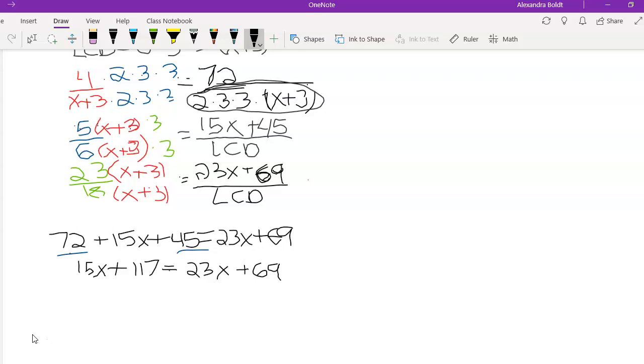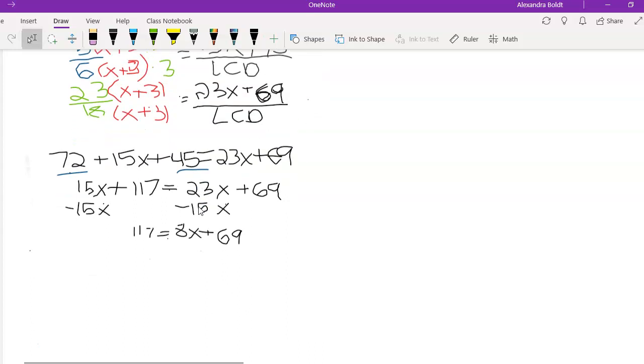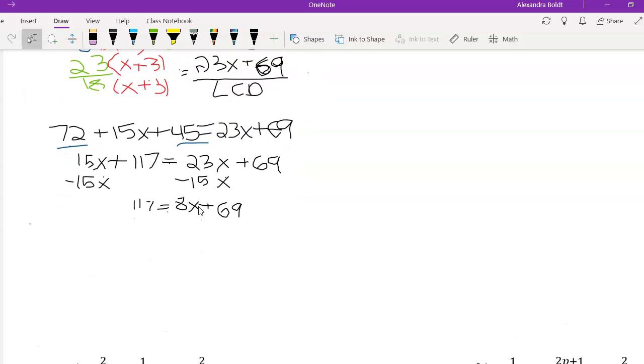Okay. Now this is just a general problem where we're going to solve for x. Since there's an x on both sides, I need to get rid of one of those. So I'm going to get rid of the 15x. I tend to get rid of the one that's smaller. It really doesn't matter. I just don't like negatives. So now I have 117 equals.